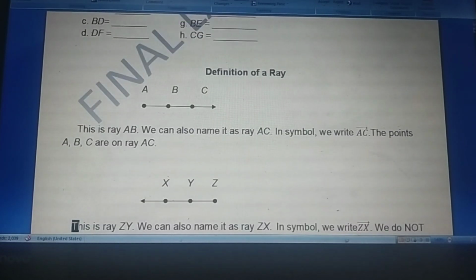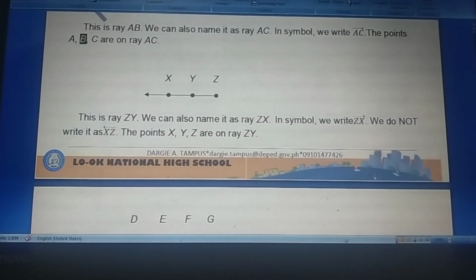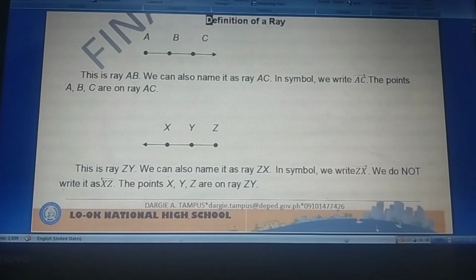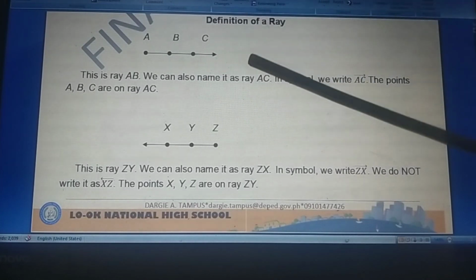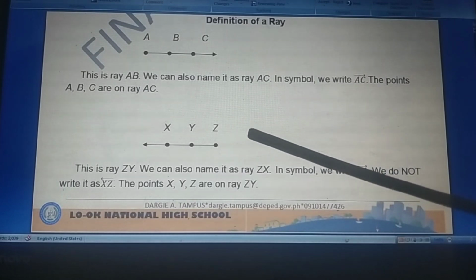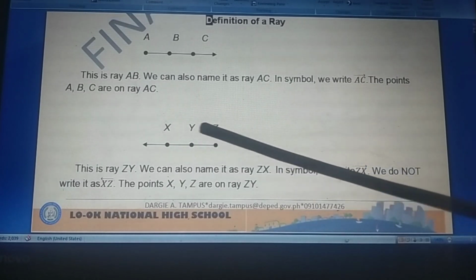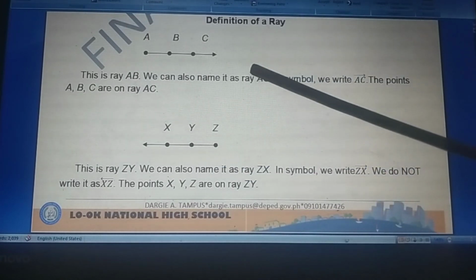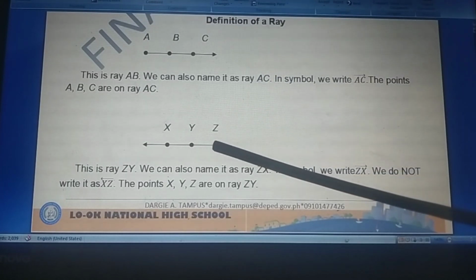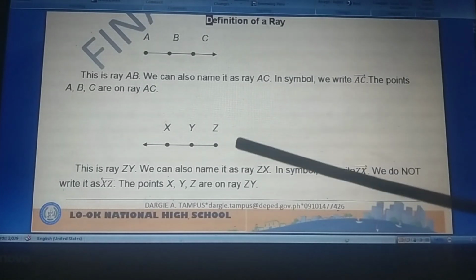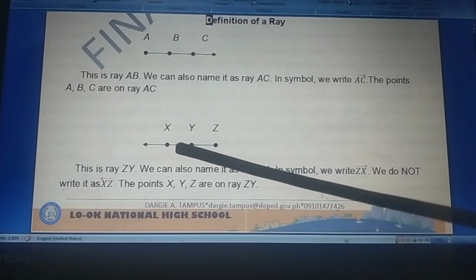Next, let's proceed to ray. So we have here ray AC. We can also name this as ray AB. In symbol, we write AC with a symbol above it. Okay, another. This ray is pointing to the left. So we name this as ray ZY or ZX. If you notice, we name rays beginning with its endpoint. We cannot name this as ray XY, nor as ray XZ.